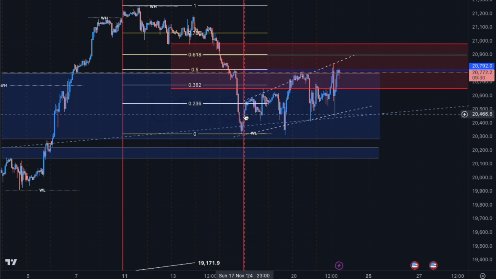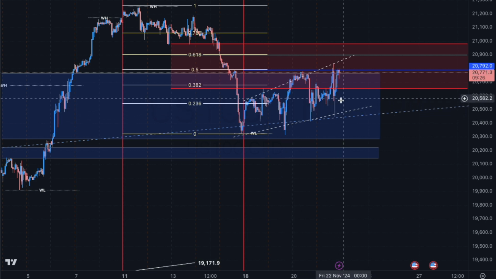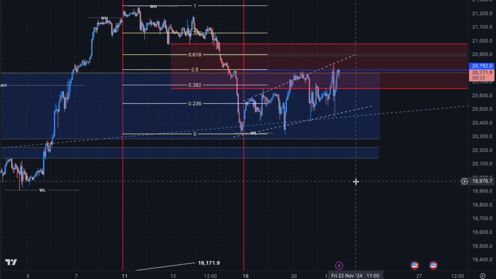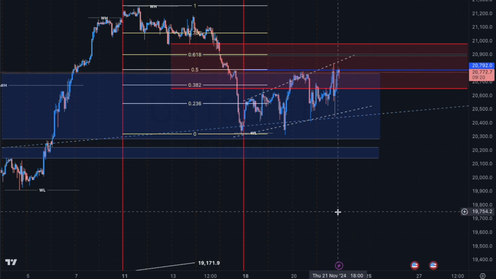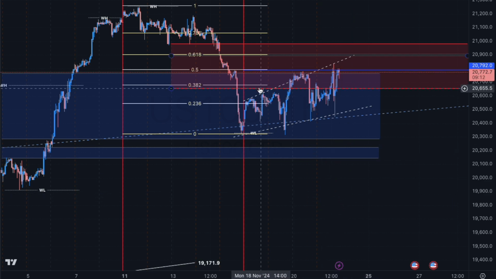The channel itself is expanding, so it's getting bigger as it moves along. It's a little bit smaller on this end, and then it starts to get bigger as we move along. So we need to factor that in as to what kind of move market could throw our way. But as it stands right now, we are yet to have a close above the 50% level.